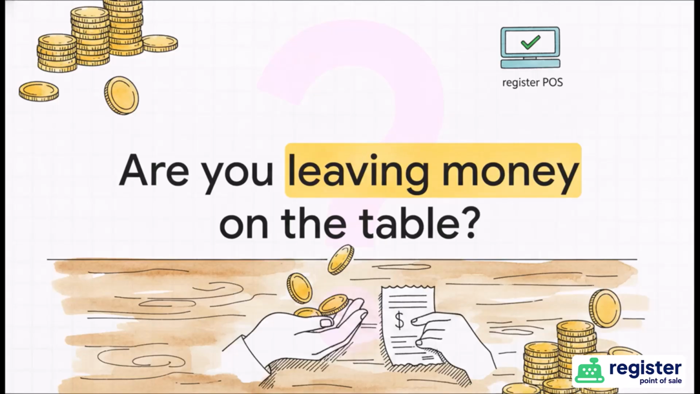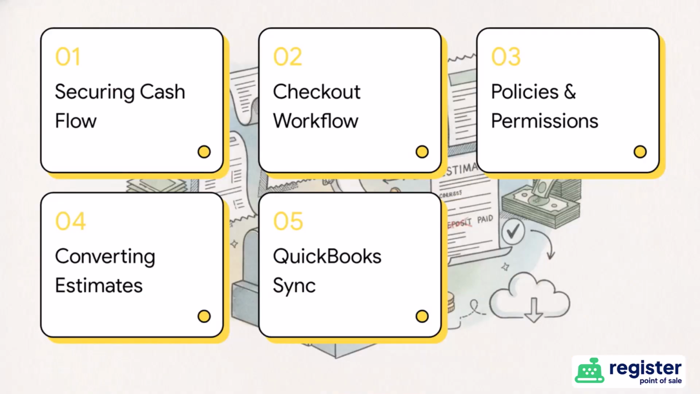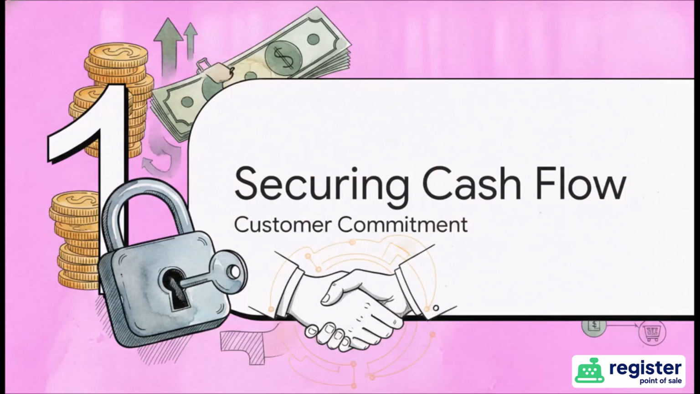Using the deposits on estimates feature in Register POS simplifies this whole process, letting you collect those upfront payments while keeping the transaction tied directly to the original quote. Here's a quick roadmap for this explainer. 1. Securing your cash flow. 2. The checkout workflow. 3. Setting policies and permissions. 4. Converting estimates to sales. And 5. Automated QuickBooks Sync.